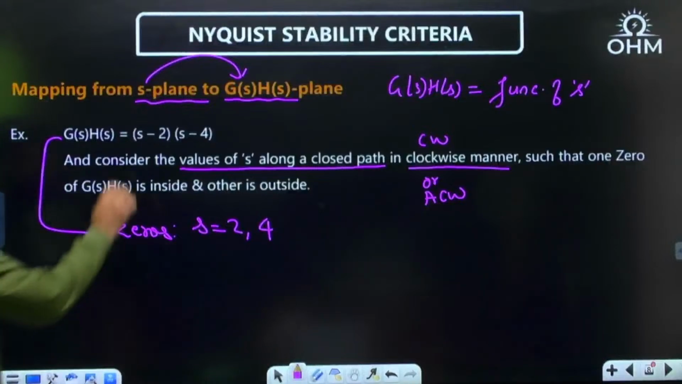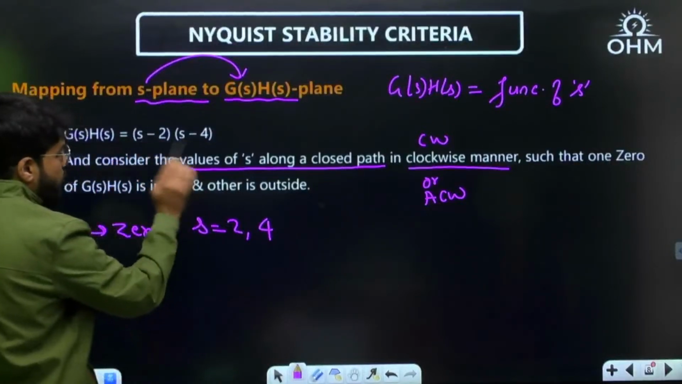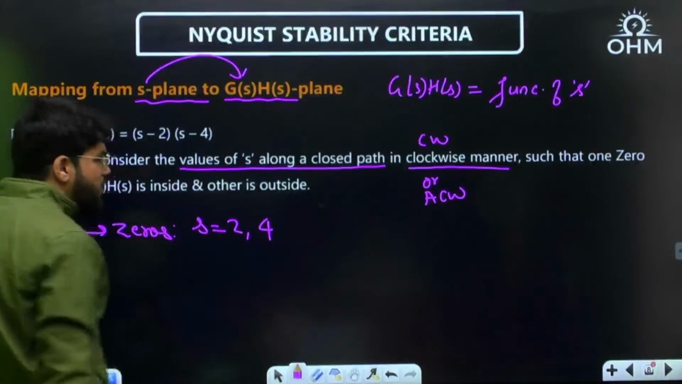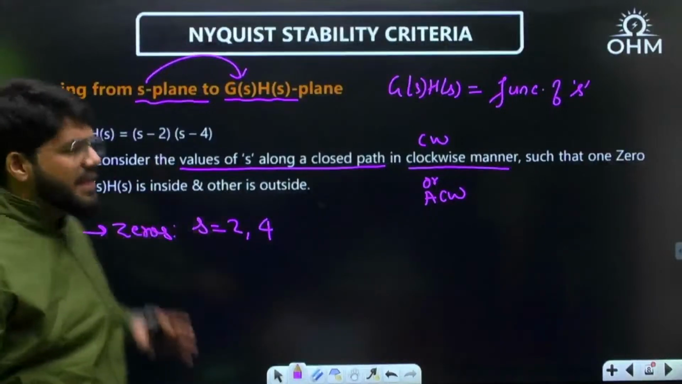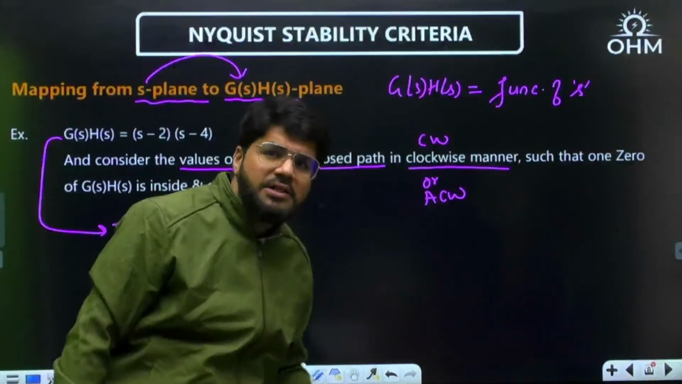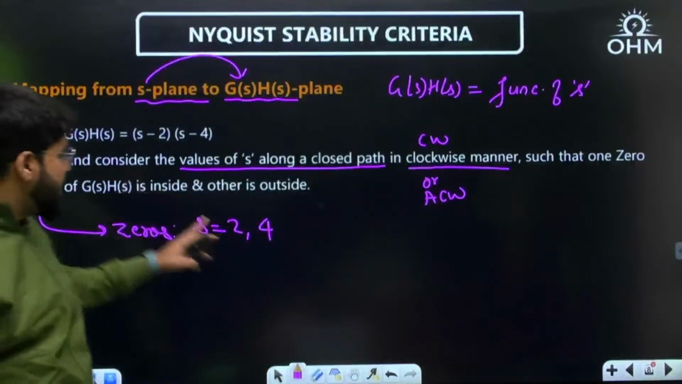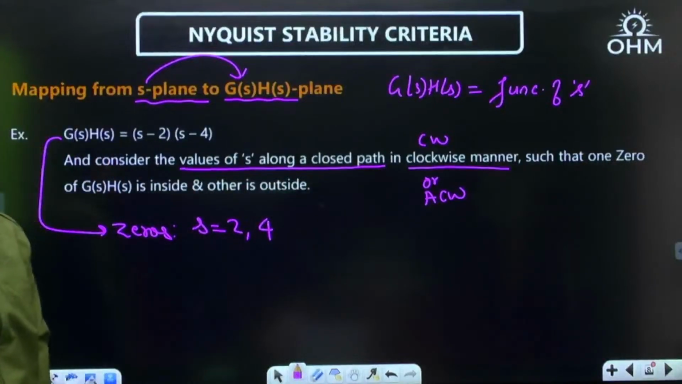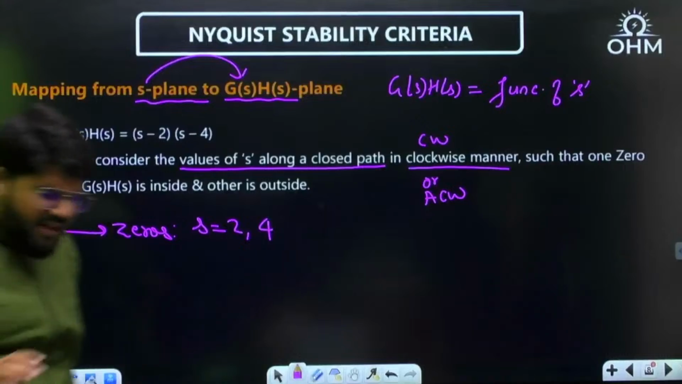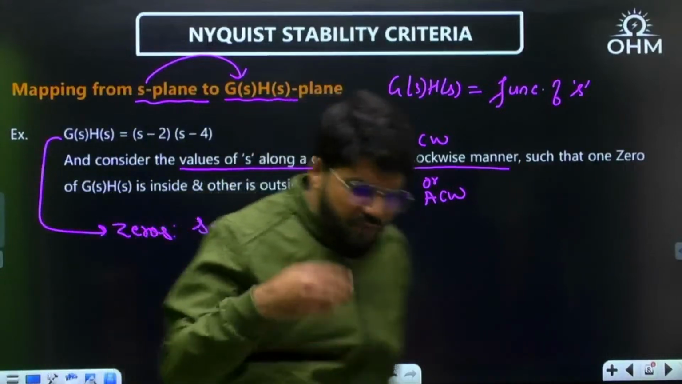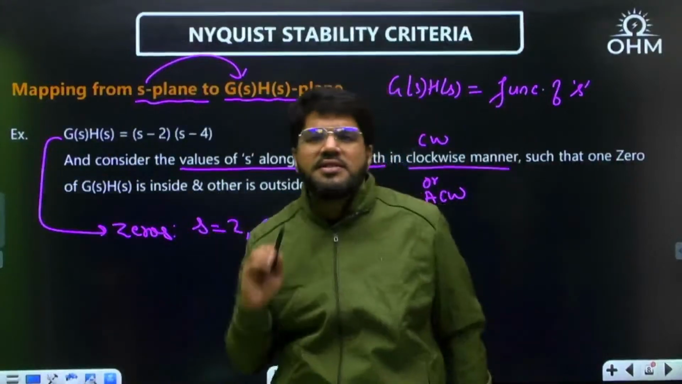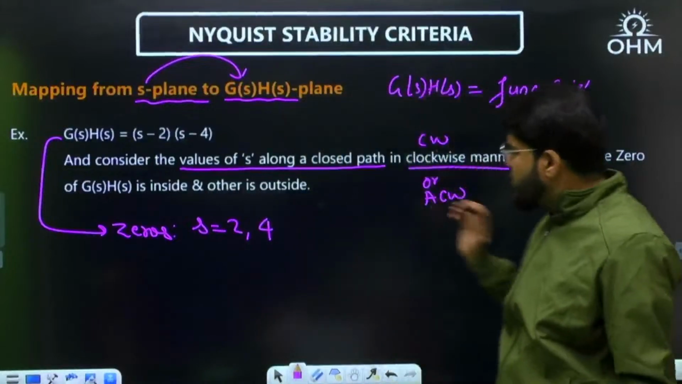Because if you substitute S equal to 2 or 4, any of the values, G(s)H(s) becomes 0. I will take the values of S along a closed path so that one of the zeros falls inside, one of the zeros falls outside. To satisfy this condition, see, everything I am doing with a reason. Why I want one zero inside, why I want one zero outside, I will explain everything. For every reason I am doing.